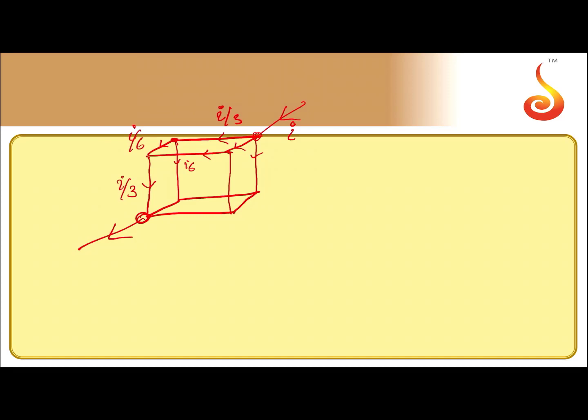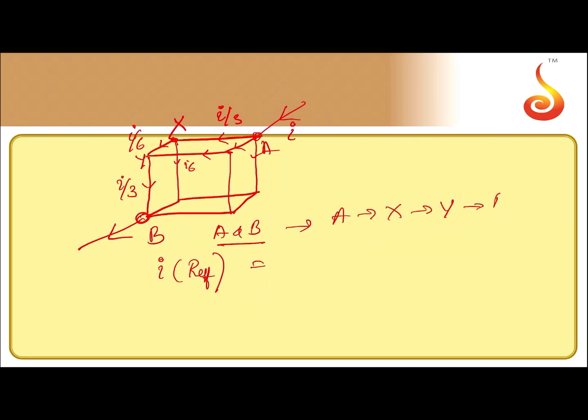So I can write the current I into effective resistance between the terminals A and B is equal to the sum of the potential difference along its path. So I am considering the journey from A to B along this path, A to X, then to Y, then to B. So A to X to Y to B. So what is the potential difference? I into R effective. That is nothing but I by 3 into R plus I by 6 into R plus I by 3 into R.